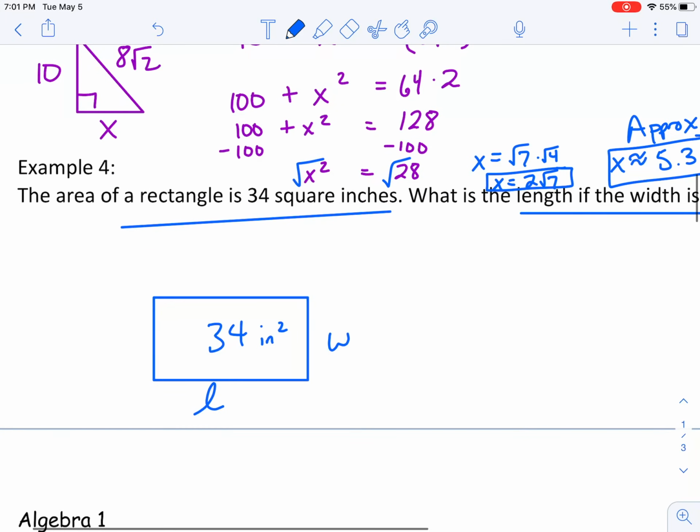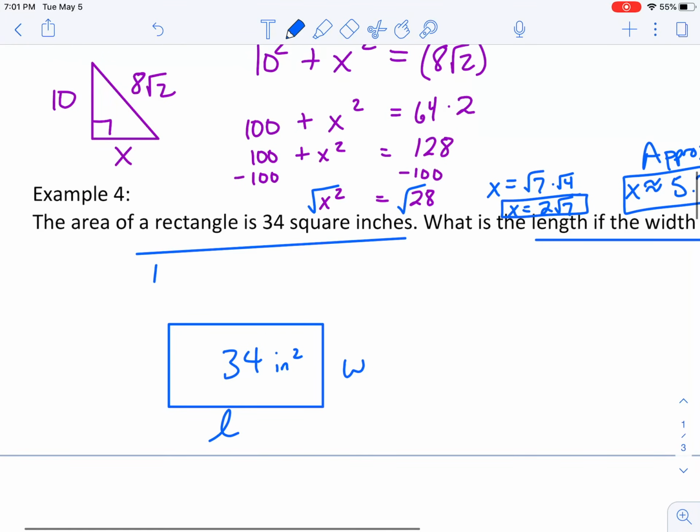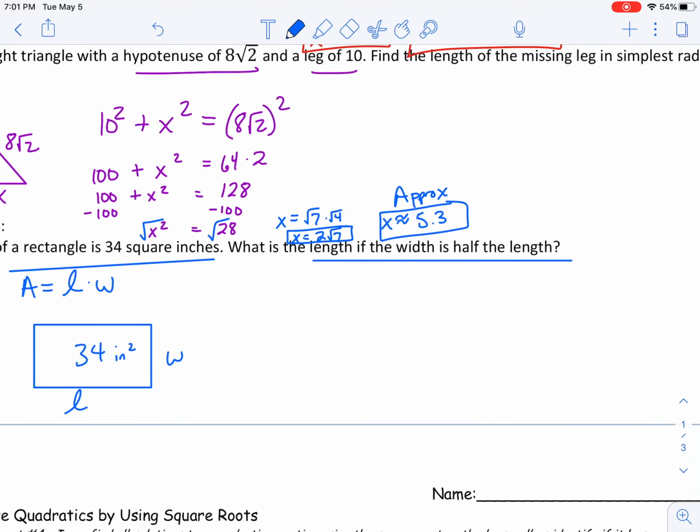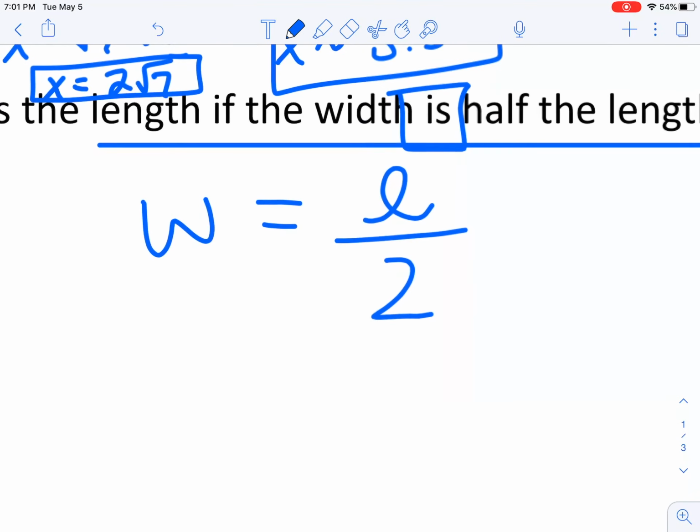So let's see, the area of a rectangle is length times width. This is a 2-equation problem. What is the length if the width is half the length? So the width is L divided by 2.